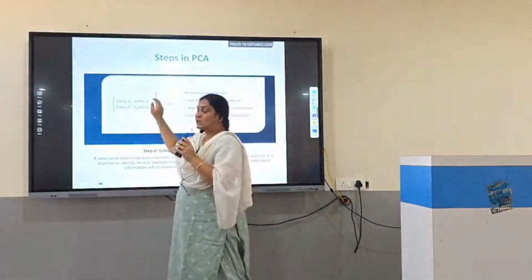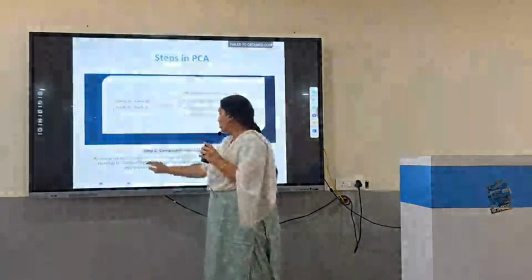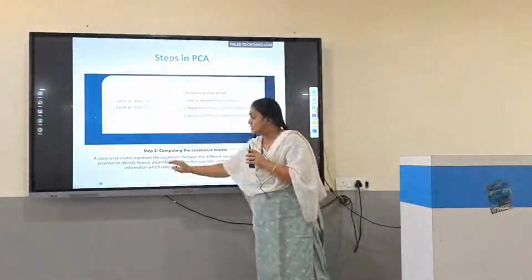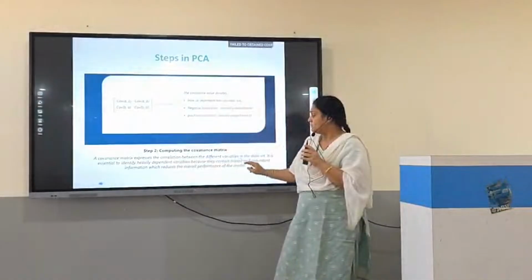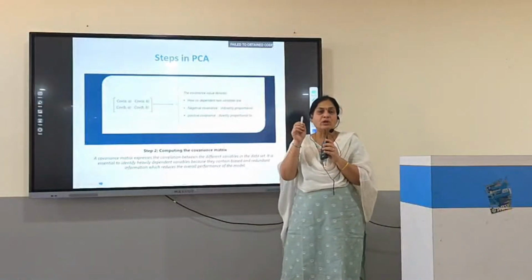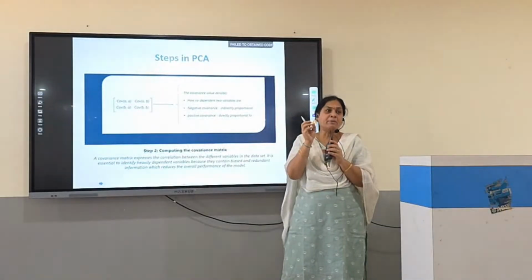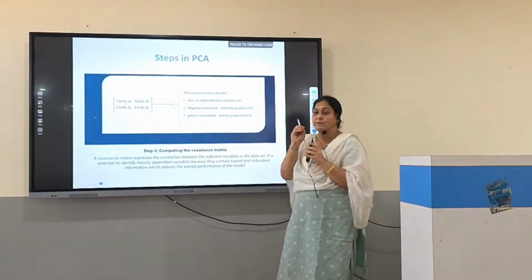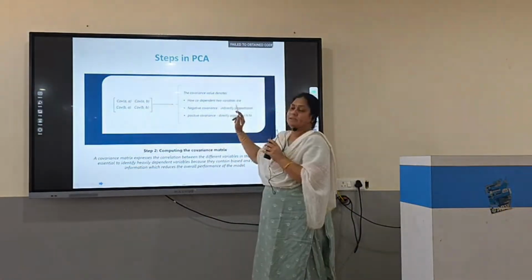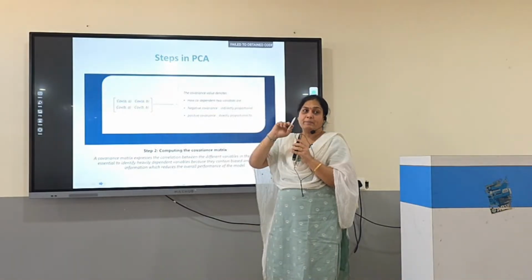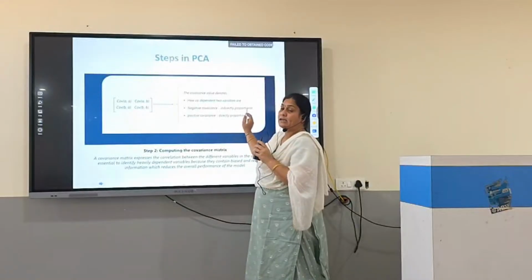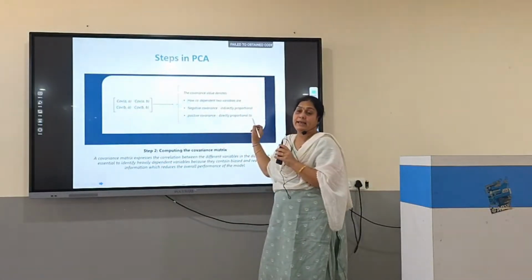Okay, so this becomes a covariance matrix, which expresses the correlation between the different variables in the data set. It is essential to identify heavily dependent variables because they contain bias and redundant information. So if the correlation is high, they are very much related, right? The covariance value denotes how codependent two variables are. What is the relation between those two attributes? Negative covariance means indirectly proportional. Positive covariance means directly proportional.